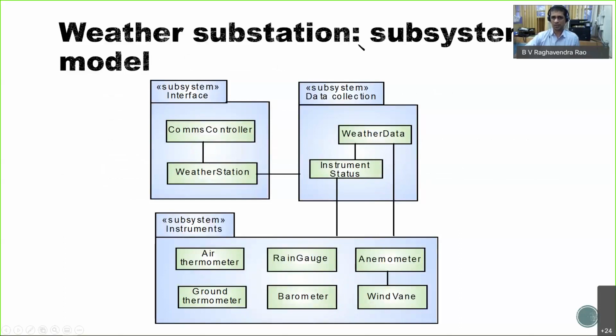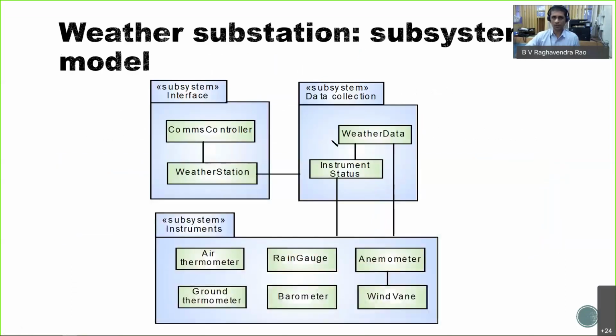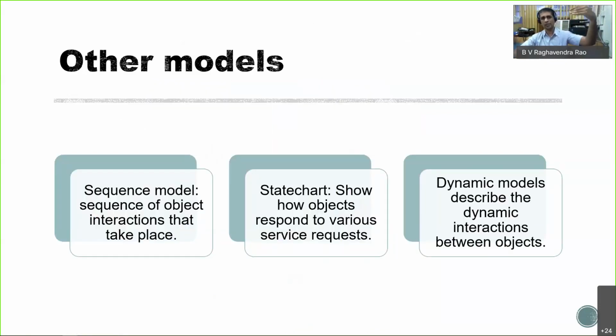Okay, so weather system. If you just look at the weather substation, the model might look like this. These are instruments, this is the interface and data collection, and these are the interactions. Again, the interactions are not labeled yet. There are also other models that are needed many a times. This is the object model, that is classes standalone and their interactions, and then the sequence model, that is the sequence of object interactions that takes place, basically a flowchart.